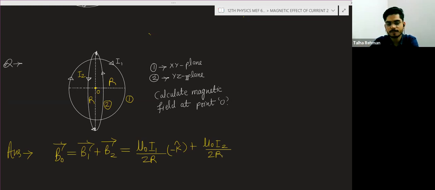Positive or negative? Nawal, can you tell me? You can apply your modified right hand thumb rule and decide the positive x-axis or z. I have told you this direction is positive x-axis and this direction is negative x-axis. Positive, sir. Positive x-axis. Yeah, you are right.